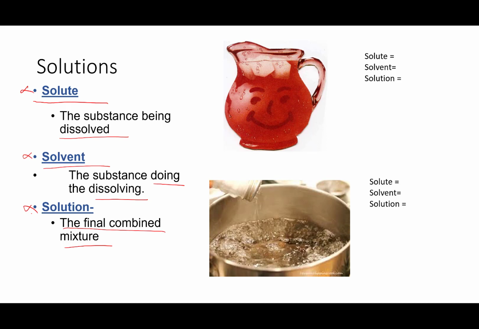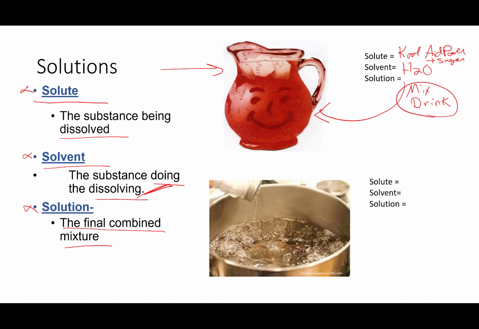So let's examine something common like mixing up a pitcher of Kool-Aid. For Kool-Aid, the solute, the substance being dissolved, is going to be the Kool-Aid powder. And if you are old-fashioned and mix your own sugar, this is also going to be the sugar you add. The solvent, the thing doing the dissolving, well, that's going to be water. And what's the solution? The solution is the entire pitcher of the mixed drink. It's everything you have in that pitcher together.